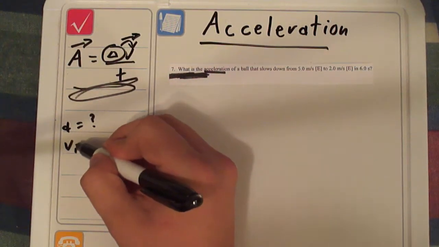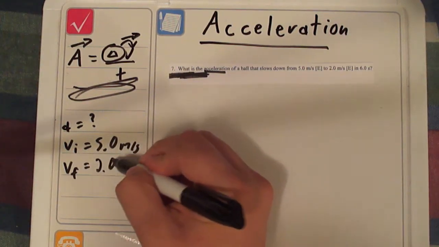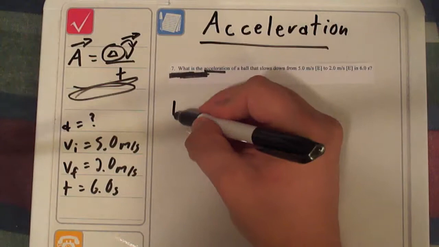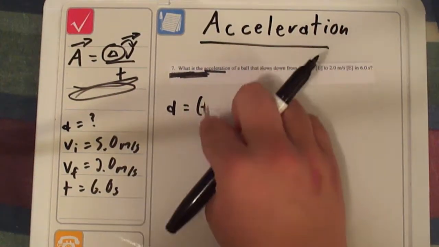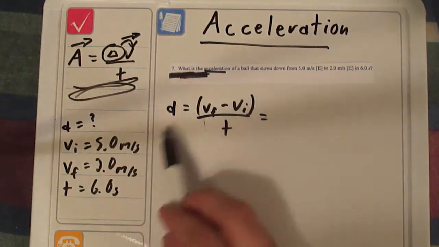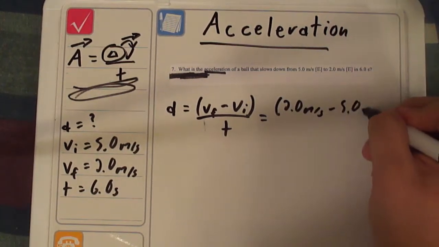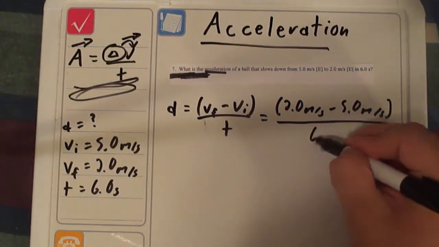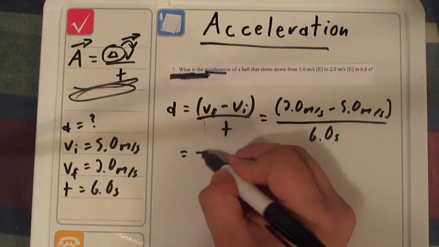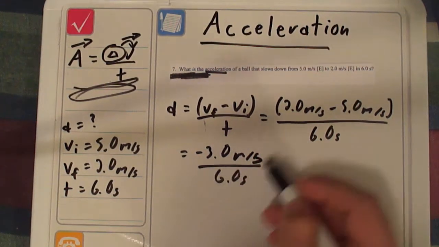Anyways, obviously I'm looking for acceleration, which we don't know. It slows down from an initial velocity of 5.0 meters per second. Vf equals 2.0 meters per second. And time equals 6.0 seconds. Tell me if I'm going too fast. Acceleration equals Vf minus Vi over t. So I can just plug everything in: 2.0 meters per second minus 5.0 meters per second over 6.0 seconds. All of this has two significant digits, so I get negative 3.0 meters per second over 6.0 seconds.